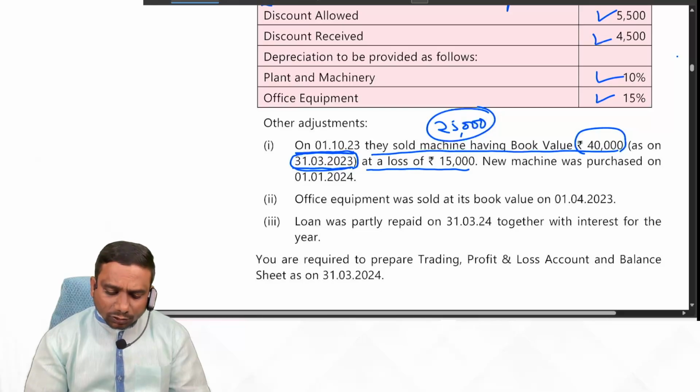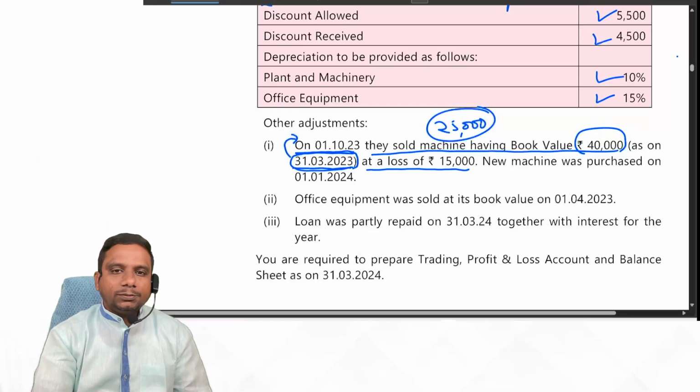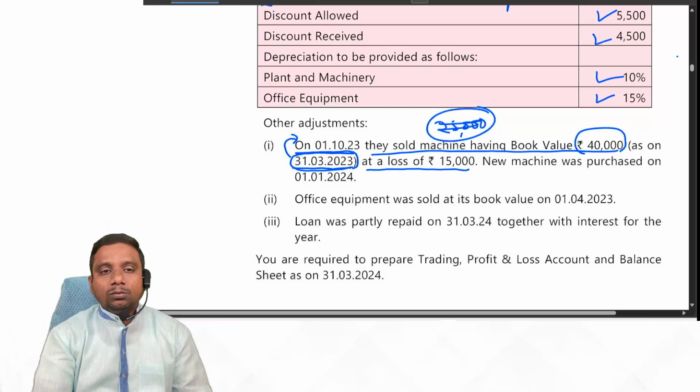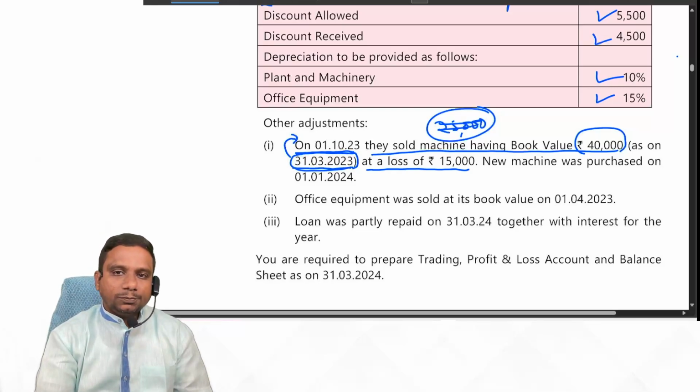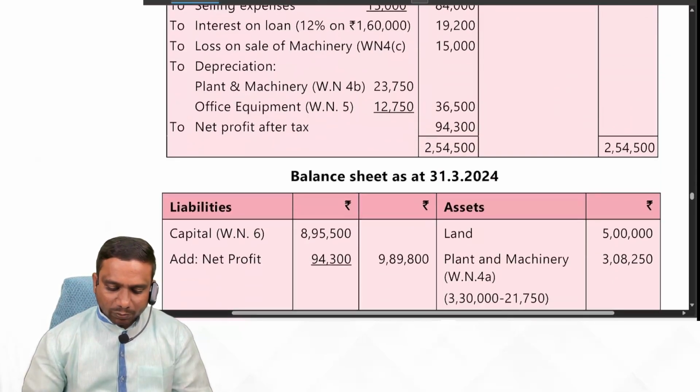Now, from 31st March 2023, you have to calculate depreciation, from 1/10/2023 for 6 months. 40,000 minus depreciation, we get the book value of the asset. From that book value of the asset, deduct the loss of 15,000 rupees to get the sale value. So 15,000 is the loss shown on the debit side of P&L. Look at the plant and machinery account. To plant and machinery.